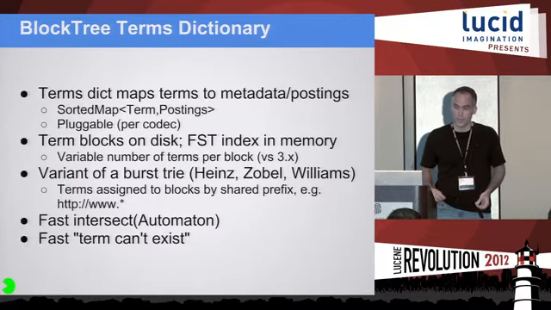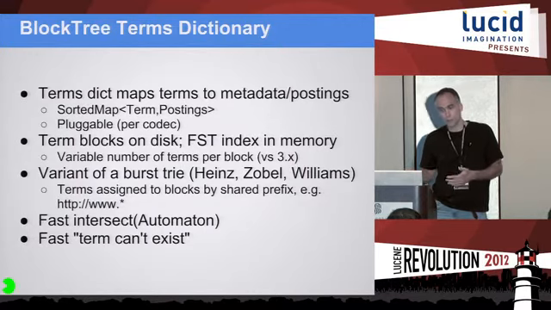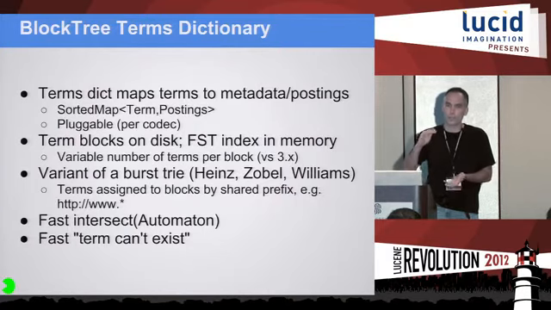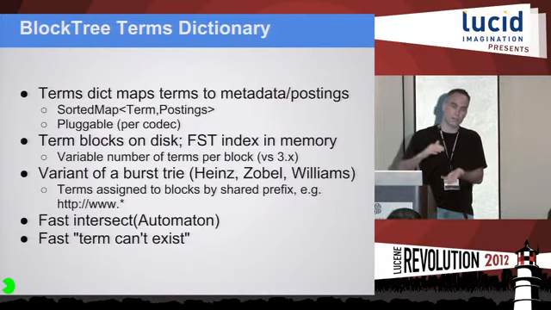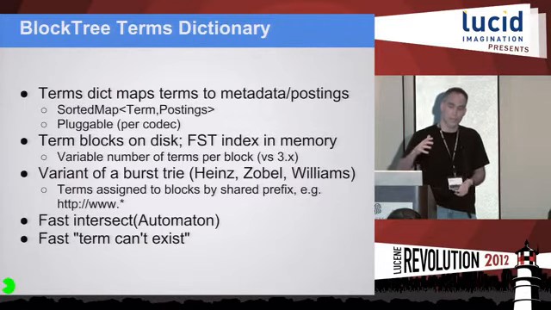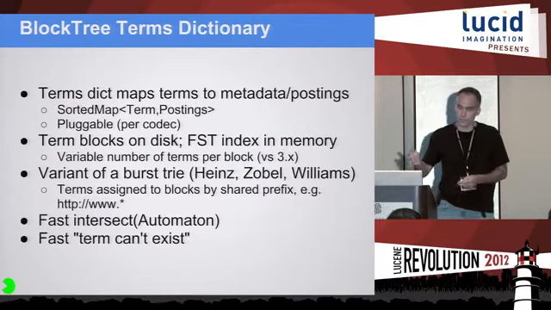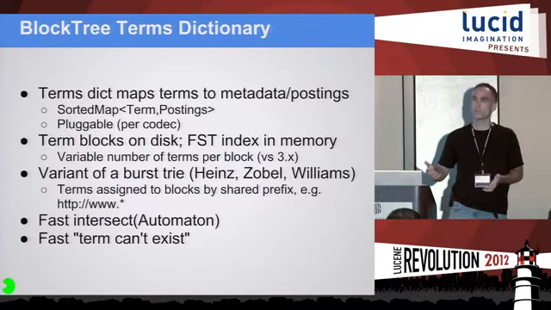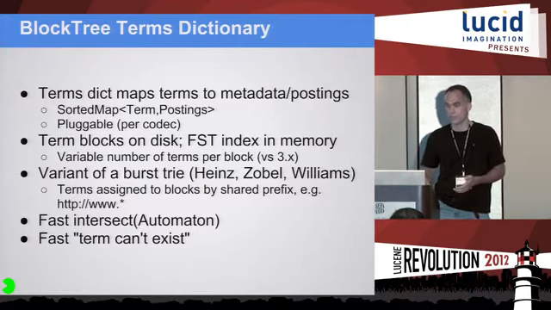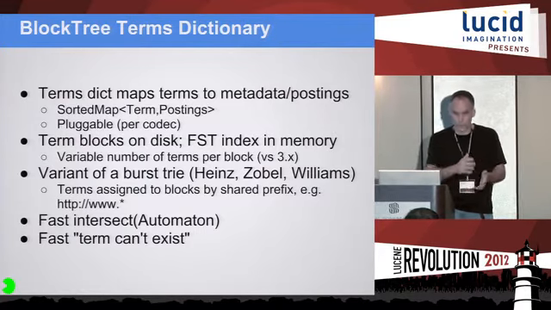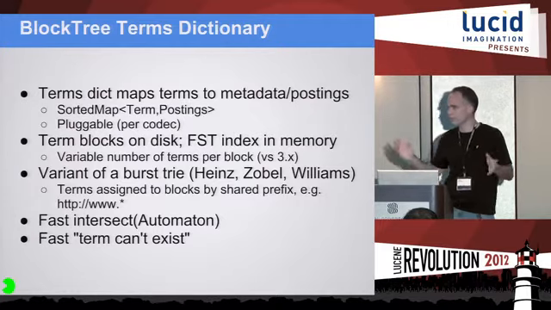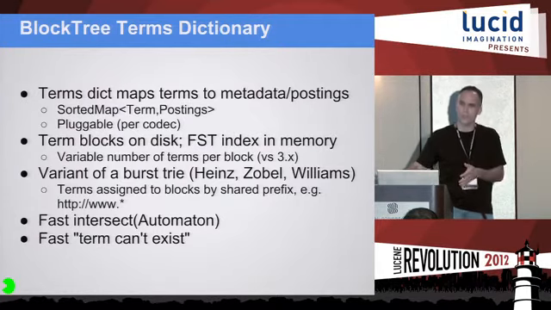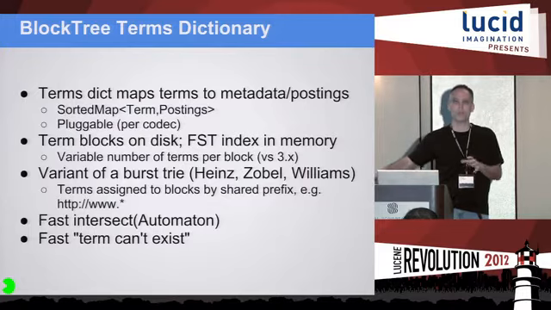The difference with BlockTree over 3.x's approach is the blocks are now variable sized. Instead of every 32 terms, it's now allowed to range between a minimum and a maximum number of terms per block. And that additional degree of freedom is very important because it enables BlockTree to assign terms to blocks based on their shared prefixes. So if you have a whole bunch of terms that start with http://www, because your tokenizer didn't strip those things off, then those terms can be assigned to their own block or set of subblocks.